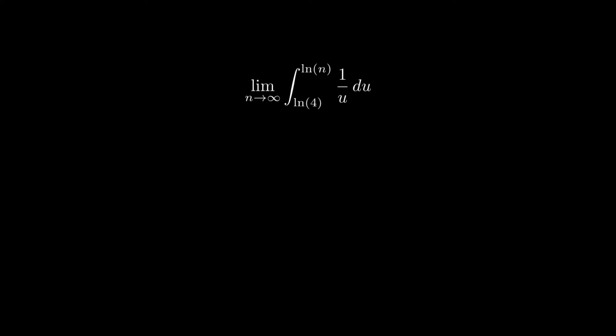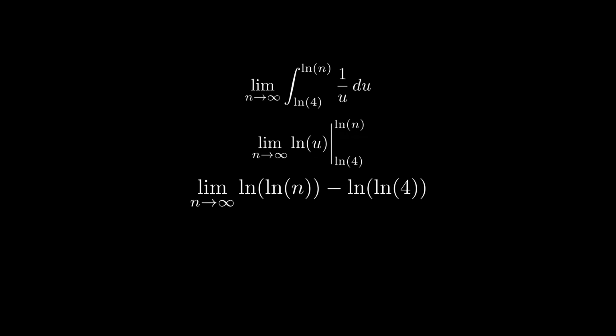Whenever we're doing u substitution for a definite integral, we should change the integration bounds. To do that, we simply substitute 4 and n into u equals the natural log of x to find the new integration bounds. Doing so gives us that the lower integration bound is the natural log of 4 and the upper integration bound is the natural log of n. Then we can integrate 1 over u to get the natural log of u. After using our bounds, we get the limit as n approaches infinity of the natural log of the natural log of n minus the natural log of the natural log of 4.